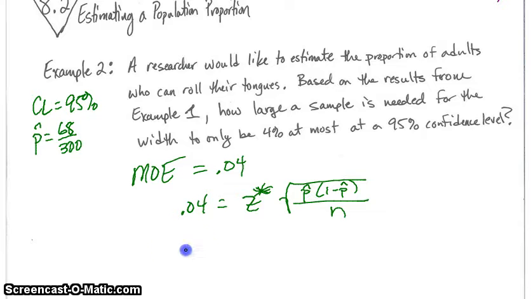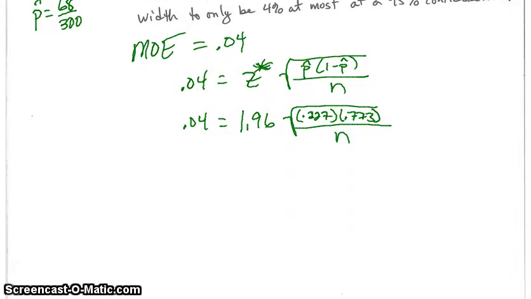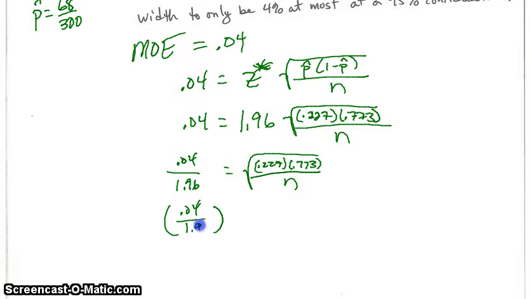So I've got 0.04 is equal to my Z critical times the square root of p-hat times 1 minus p-hat over n. Now 95% is 1.96. I've got my beautiful 0.227 times my 0.773. If you don't want to round, that's okay. And I don't know what n is, but I want to solve for it. So then I'm going to go through my algebraic manipulation. I'm going to have 0.04 divided by 1.96 is equal to the square root of 0.227 times 0.773 over n. I'm going to have this quantity squared is equal to 0.227 times 0.773 over n.